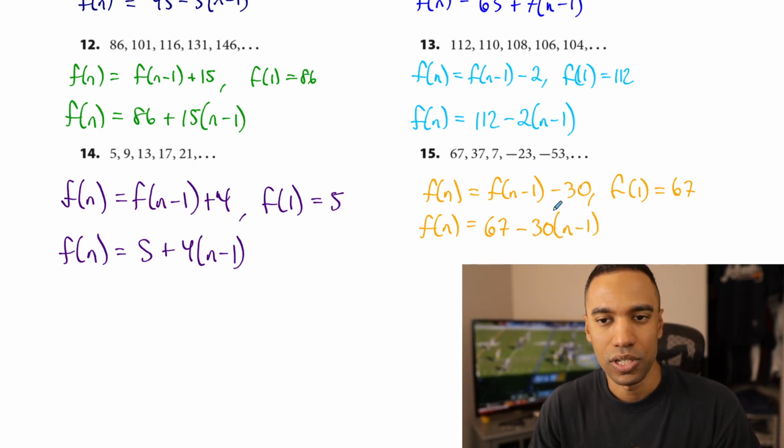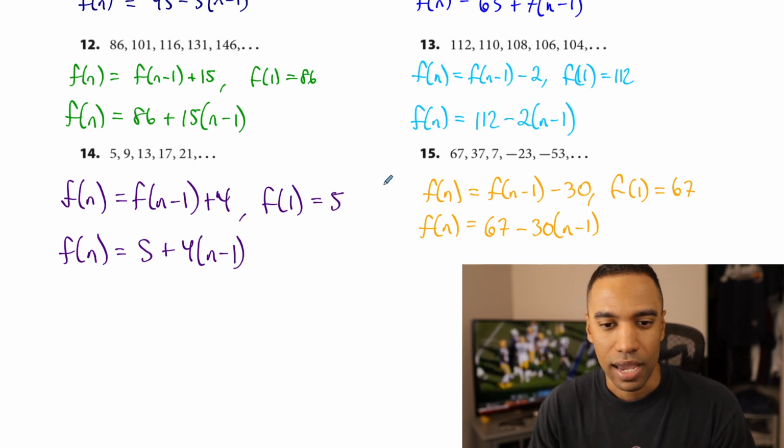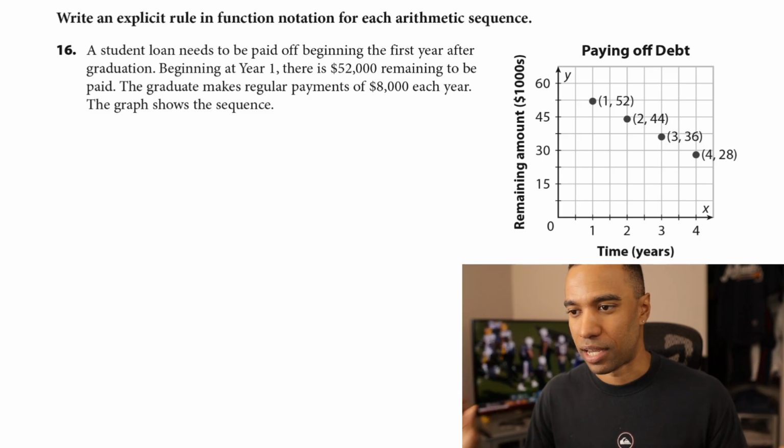Hopefully that's starting to make sense once you see that tie in there: starting from 67, subtract 30, 1 less time than the number before. And that's it for those problems here. Let's move on and see what's next.